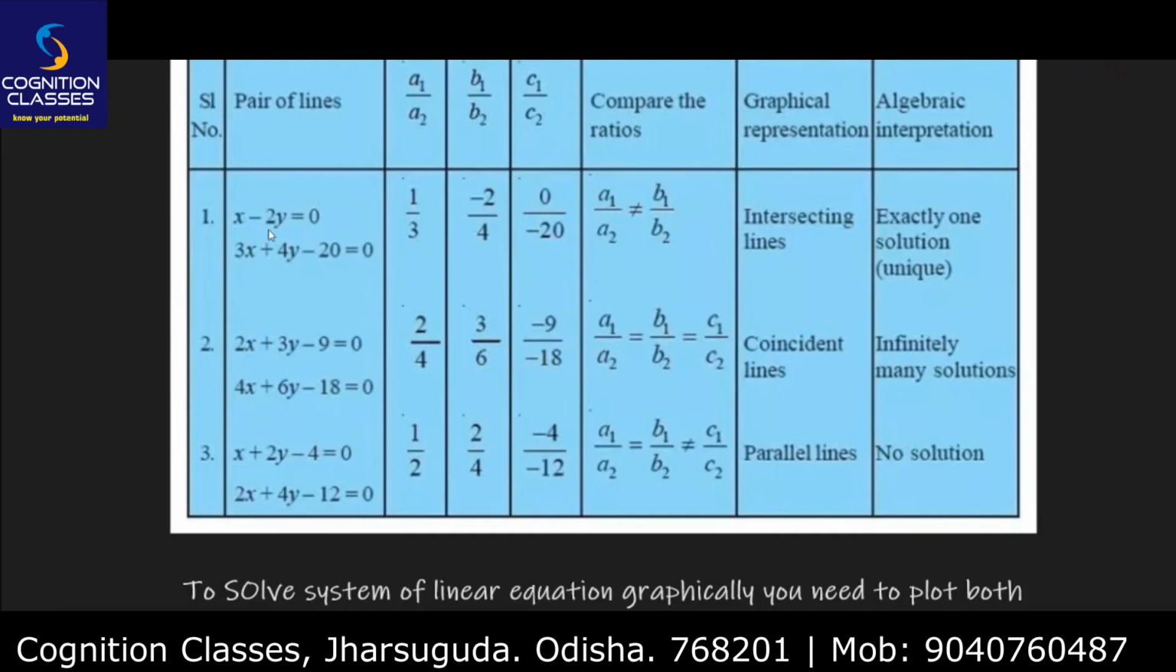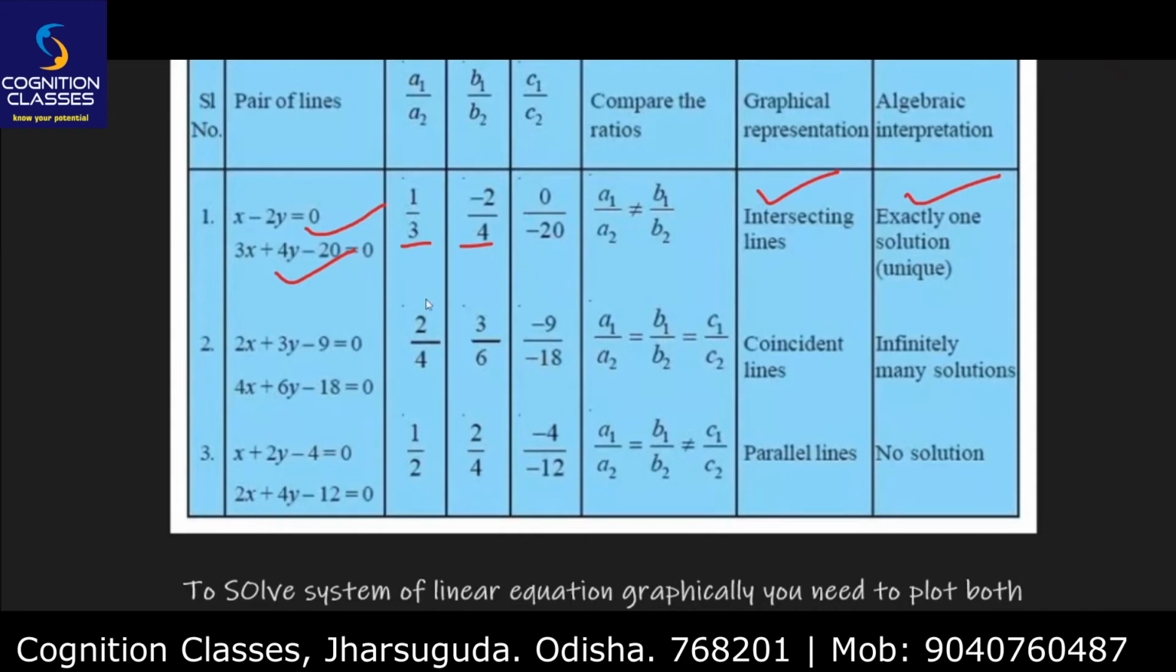You can check here, if we are given a pair of linear equations, that is x minus 2y equals 0 and 3x plus 4y minus 20 equals 0, we always calculate the values of a1, a2, b1, b2 and c1, c2. If a1 by a2 is not equal to b1 by b2, then the two lines will always intersect each other, and in this case you will get exactly one solution, or I can say a unique solution.